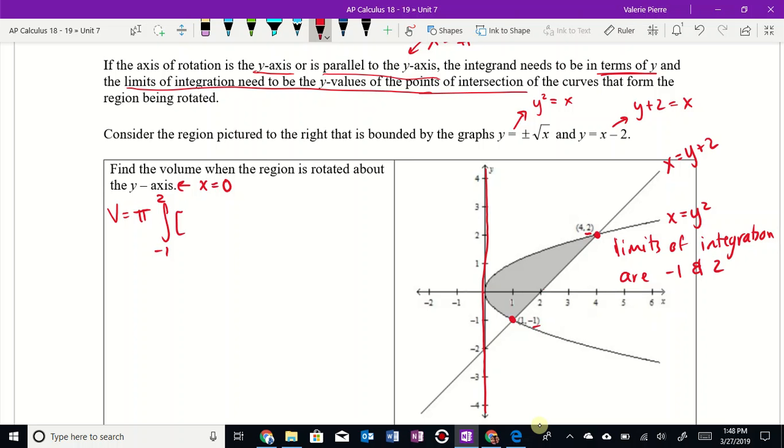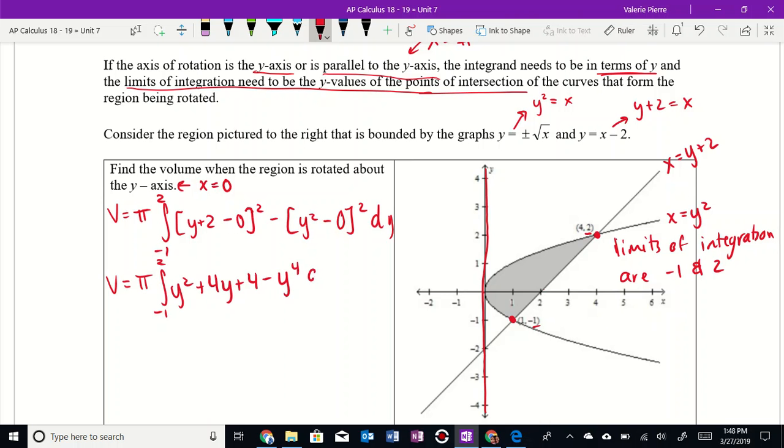So I'm going to have y plus 2 minus my axis of symmetry, which is 0, squared, minus my inner function, which is y squared, minus my axis of symmetry, which is 0, squared dx. Oh, actually dy, since we're in terms of y. So then V equals pi, definite integral from -1 to 2 of y squared plus 4y plus 4 minus y to the fourth dy.